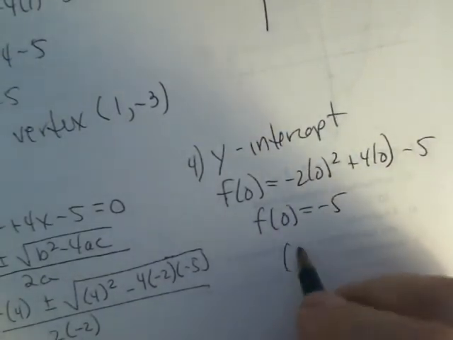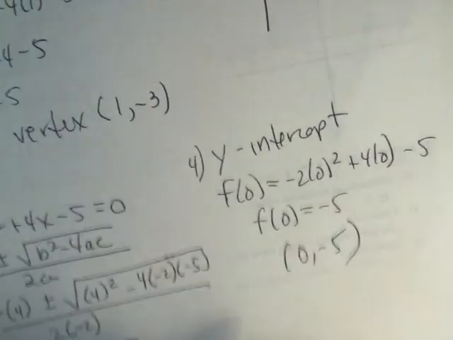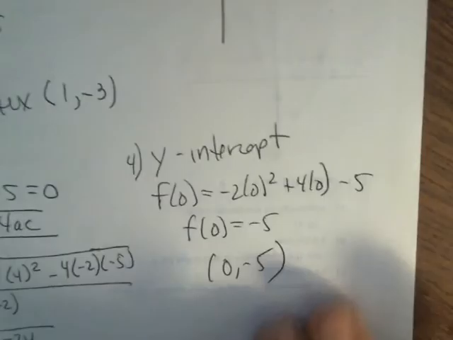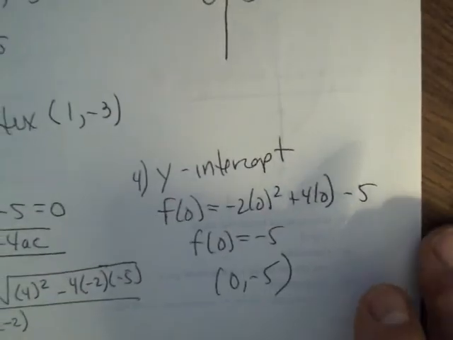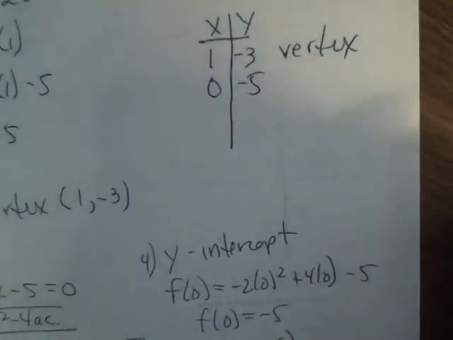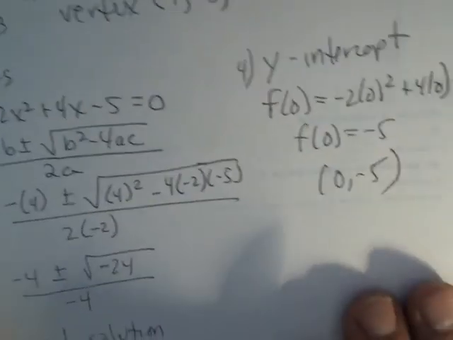So again, you can list it as a point. If you want to keep track of your points, you can put it up here in your table, whatever you want to do. So in this case, we only truly have 2 points to plot. You can certainly find more, but we are making just sketches.